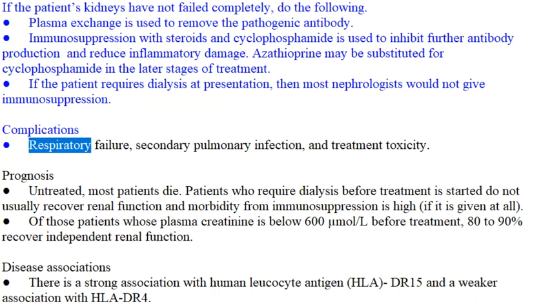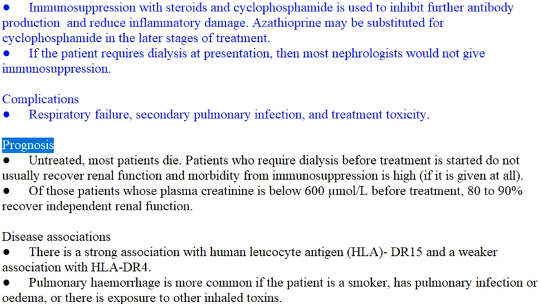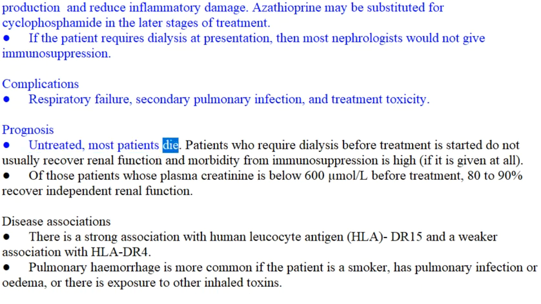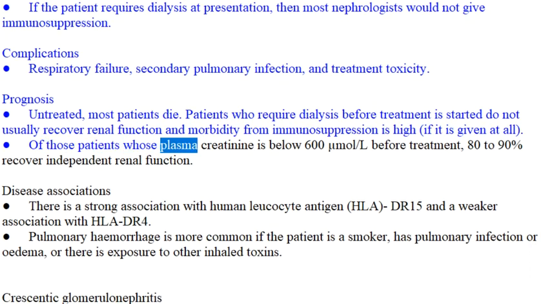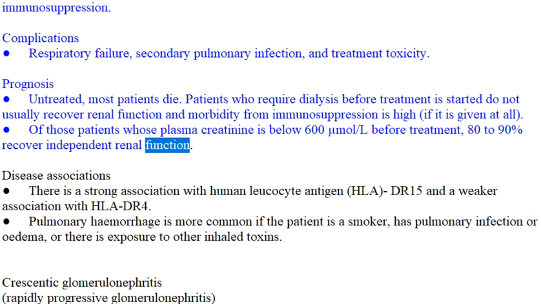Complications: respiratory failure, secondary pulmonary infection, and treatment toxicity. Prognosis: untreated, most patients die. Patients who require dialysis before treatment is started do not usually recover renal function, and morbidity from immunosuppression is high, if it is given at all. Of those patients whose plasma creatinine is below 600 micromoles/L before treatment, 80 to 90% recover independent renal function.